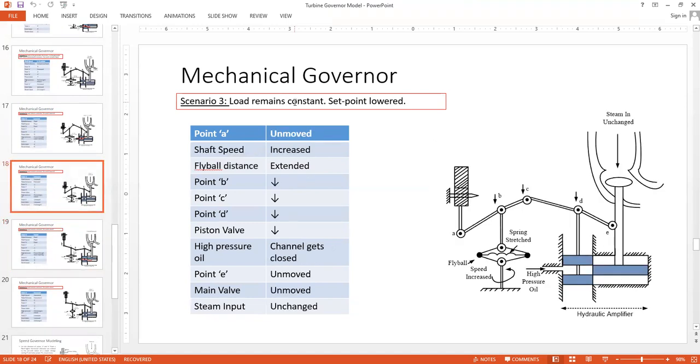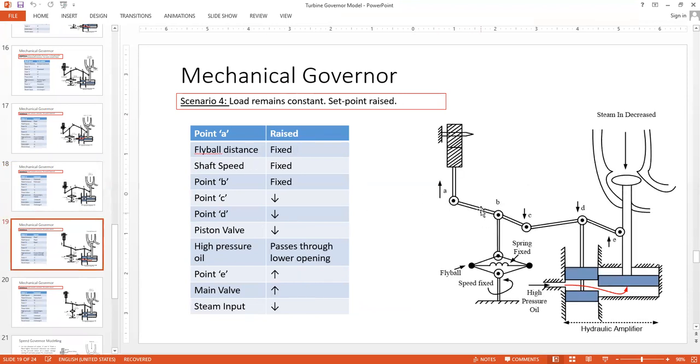Okay, so scenario 4. Again, what we do here, we are changing point A now in the reverse direction. So point A moves up. So this was probably A initial, and this is our A new now. So we are moving in the upwards direction. So A new is greater than A initial.